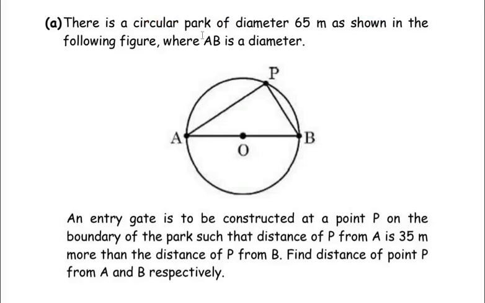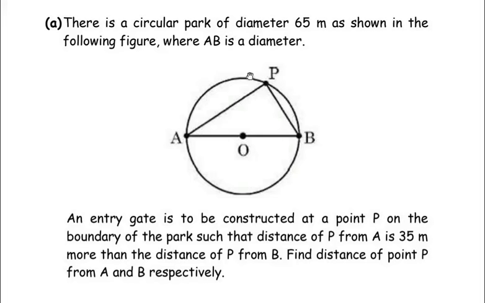There is a circular park of diameter 65 meters as shown in the following figure, where AB is the diameter. An entry gate is to be constructed at point P on the boundary of the park such that the distance of P from A is 35 meters more than the distance of point P from B. Find the distance of point P from point A and point B respectively.